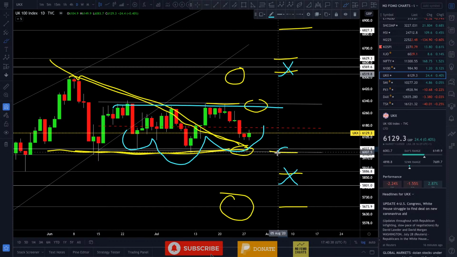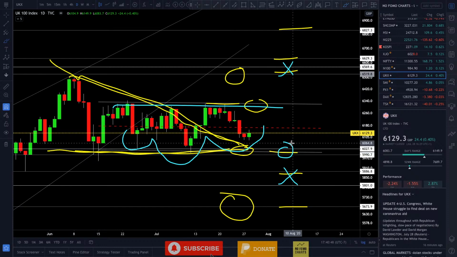Immediate support is right here, this yellow line. Why? Because it's the bottom of the channel. Bottom of the channel, 1, 2, 3, 4, almost 5 touch points on the bottom here of support. So we want to watch out for that. Immediate resistance right here in the middle of this line, 61.61.